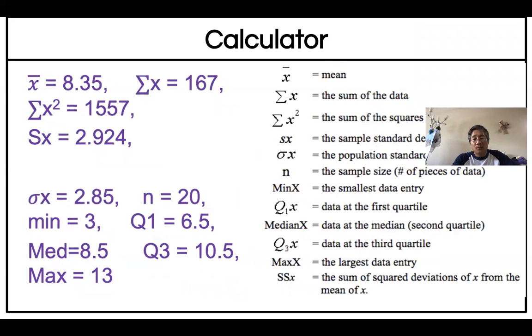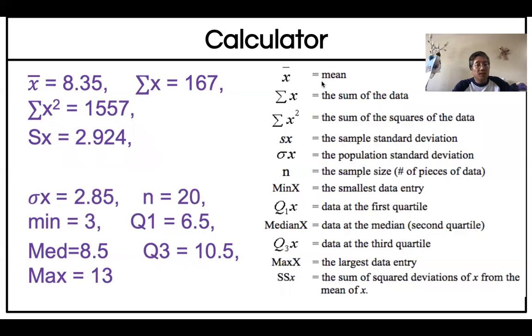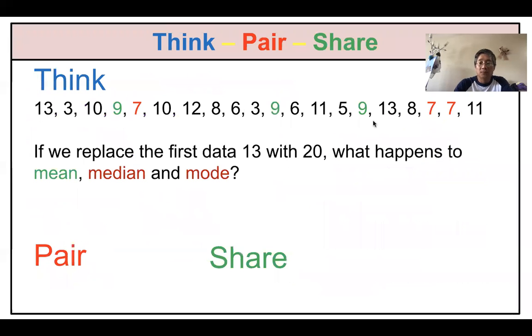Do you understand? I listed everything here. What does it mean again? The mean, the sum, the sum of the squares, the sample standard deviation, the population standard deviation, the sample size, how many are there. Then the minimum, first quartile, median, third quartile, maximum. And you don't need to worry about this SSX. All right, so I think that's it. We will stop here.